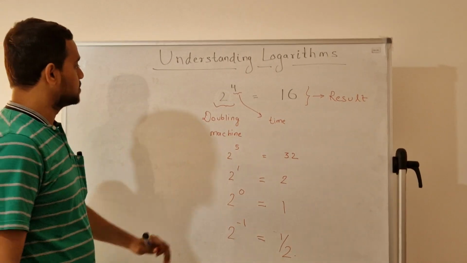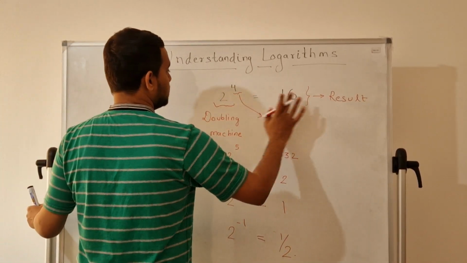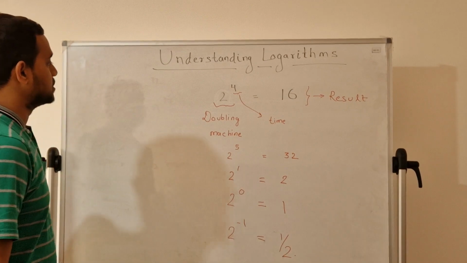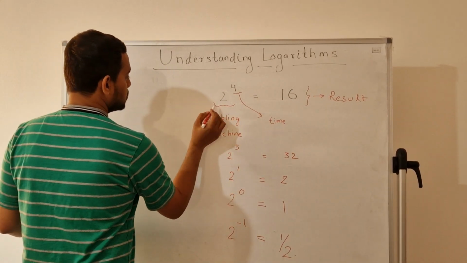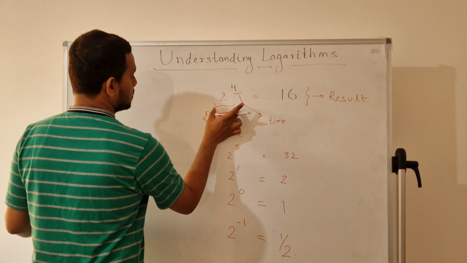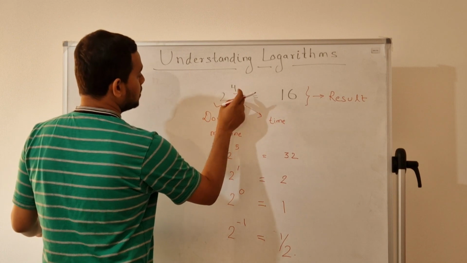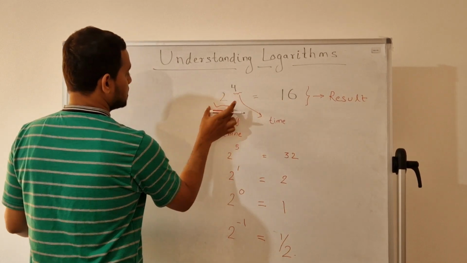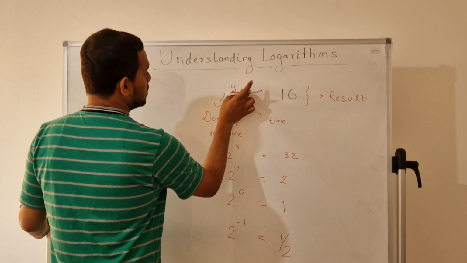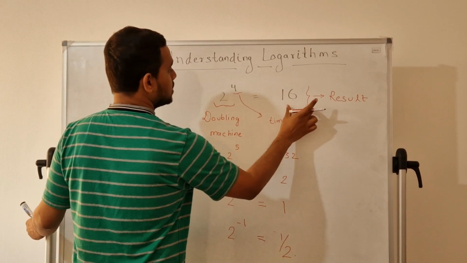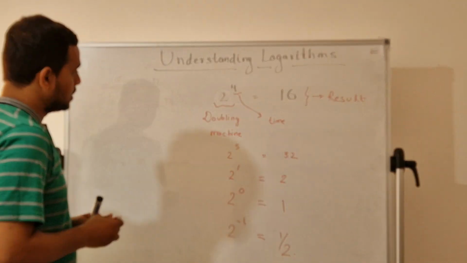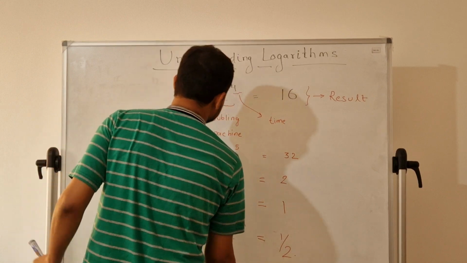Does this make sense? In a way, what we have understood is exponents. So this is like your doubling machine. This is what you are doubling. This is how many times you are doubling, and this is the result. Let's take another example.